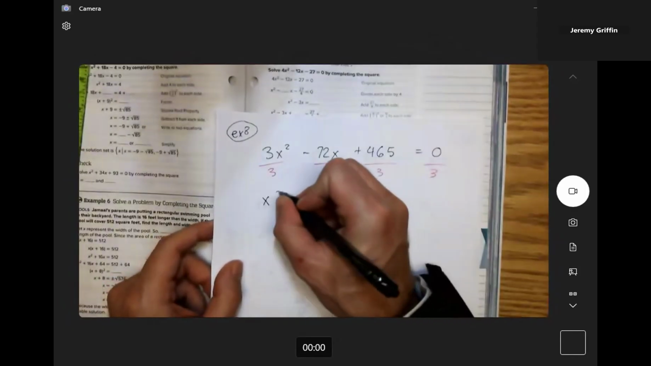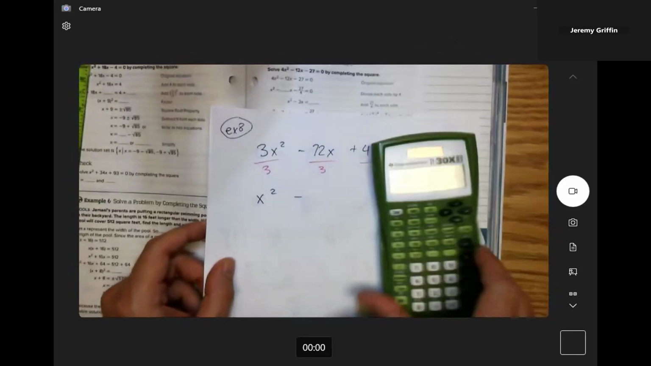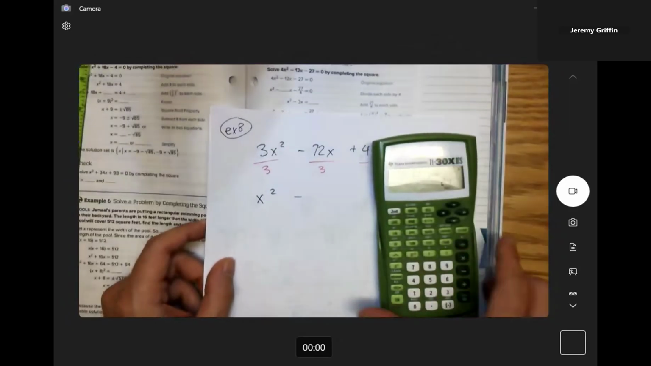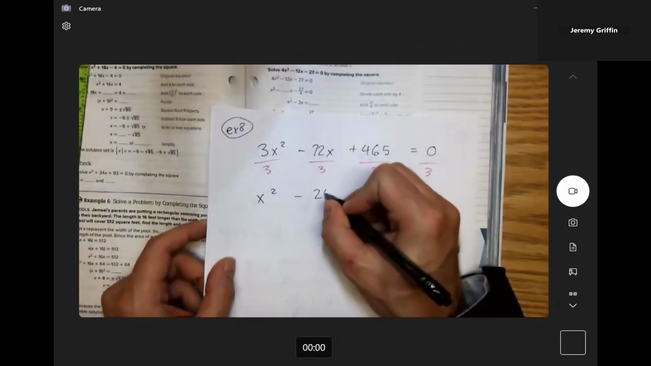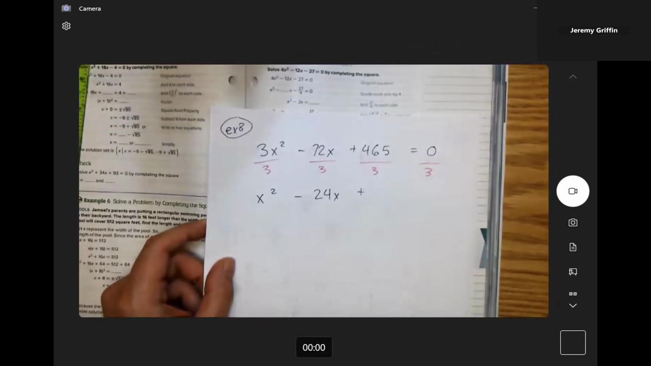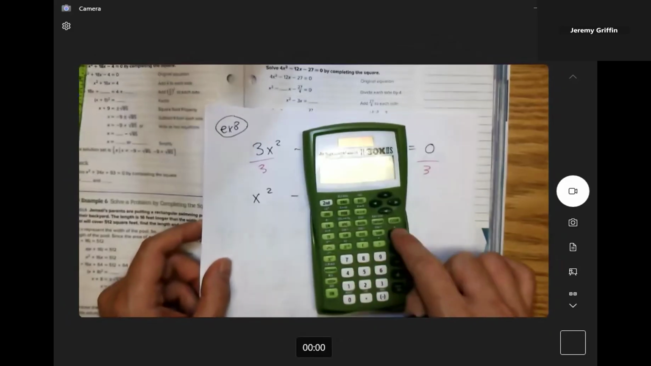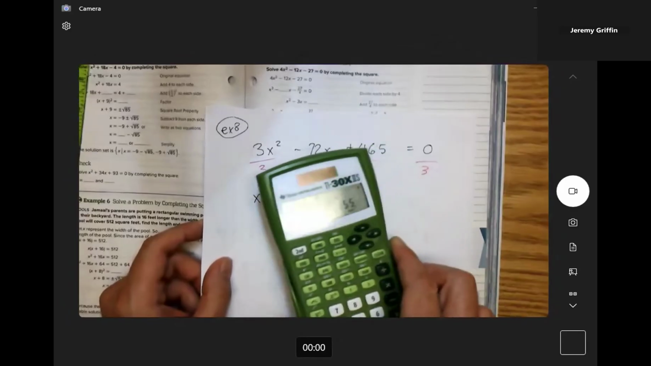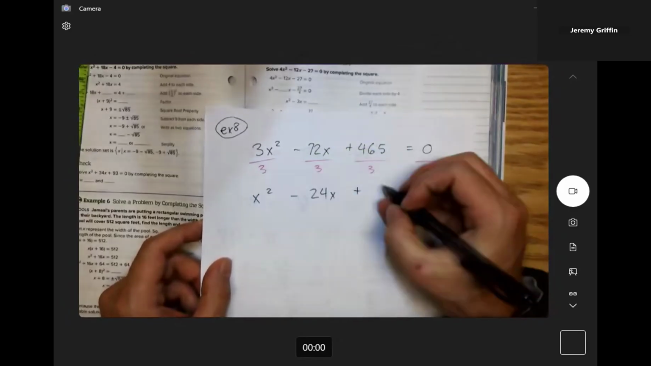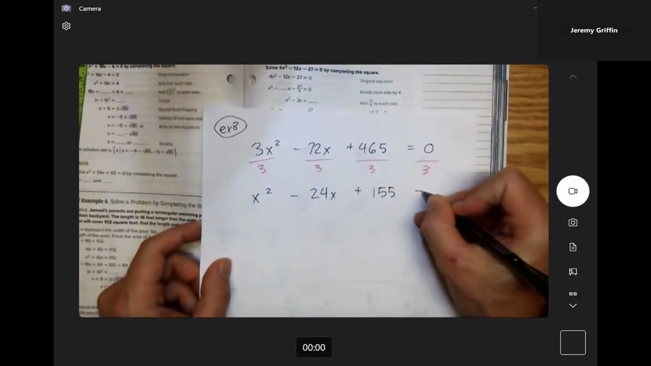So that gives me x squared minus, I think it's 24, isn't it? Yeah, 24x. Okay. And this one, what is 465 over 3? It's 155. That's what it is, 155. Okay, so this is all equal to 0.